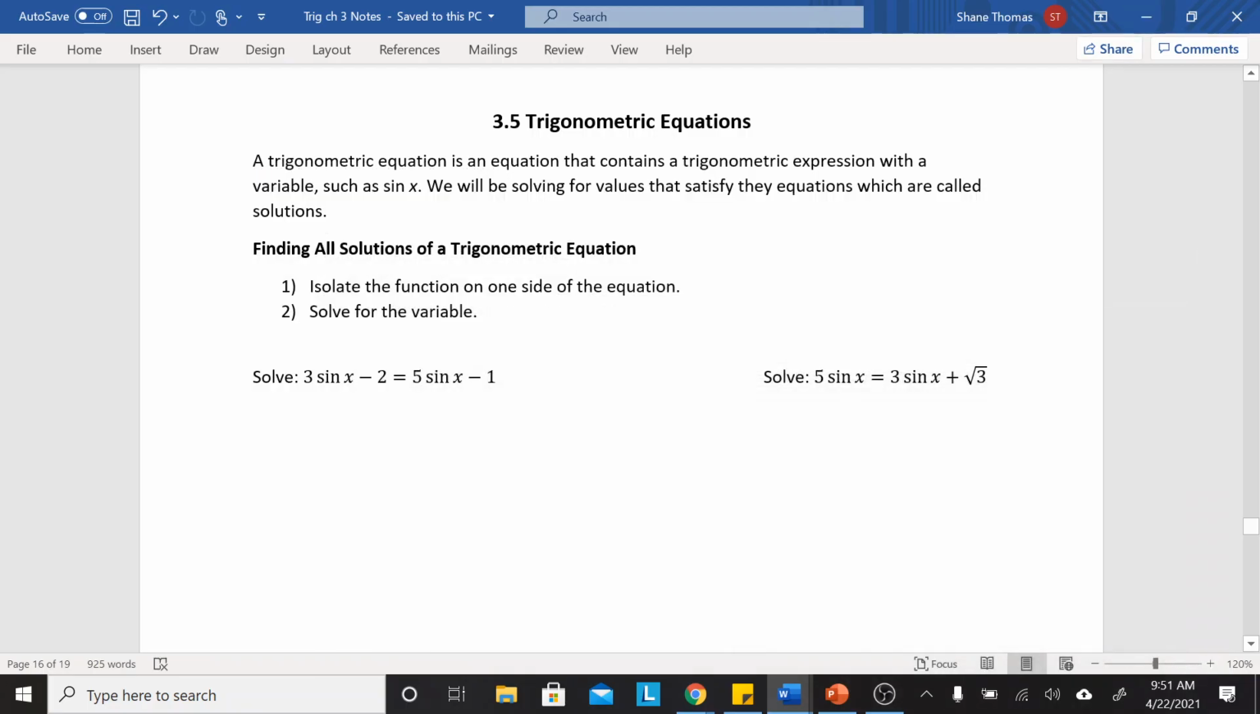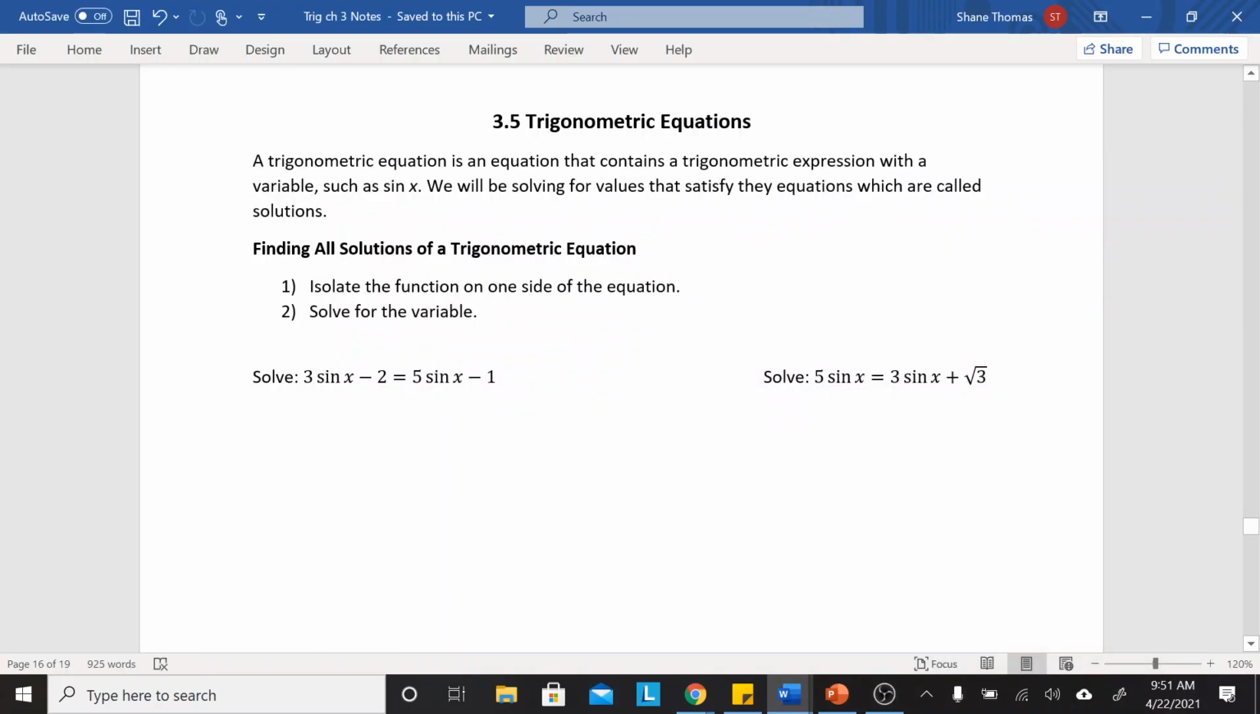5. Trig equations. A trigonometric equation is an equation that contains a trigonometric expression with a variable, such as sine of x. All right, so for this one, we're kind of going back to our algebra days a little bit. We're solving for x. The difference is some of these are going to be a little tougher because you have to take into account the different properties that we have for sine, cosine, tangent, those types of things.